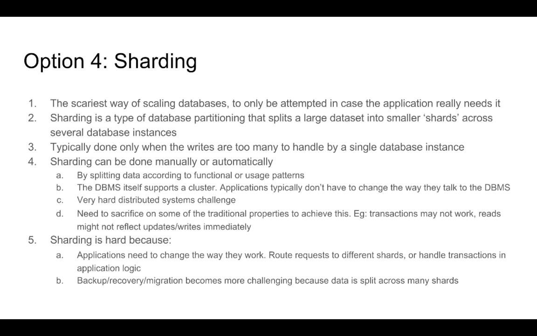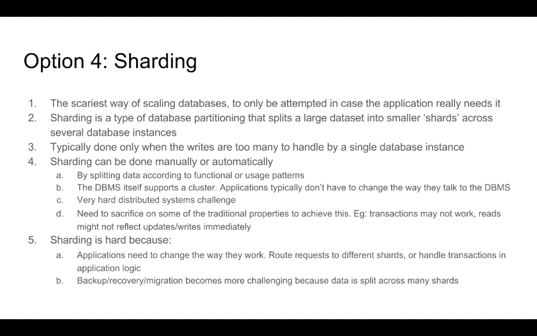Sharding, or breaking up the data into various shards, is a process that can be done manually or automatically. So we can split the data according to how the data is being used across different instances. We can also use DBMSs that support sharding out of the box. Examples of some database systems like this are MongoDB. These database software are fairly complicated and sophisticated pieces of code because they solve fairly hard distributed systems problems. They typically end up sacrificing on some traditional properties that we expect of a database to be able to achieve sharding in a cluster. For example, transactions may not work across a cluster, or reads might not be immediately available after writes or updates are made to the database.